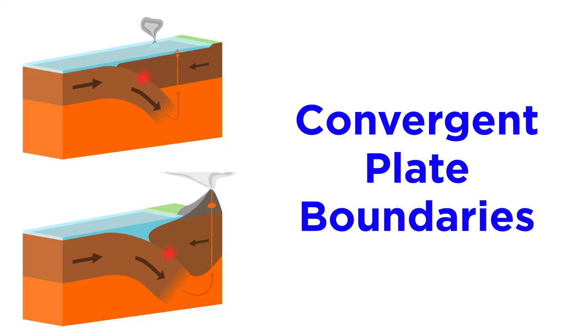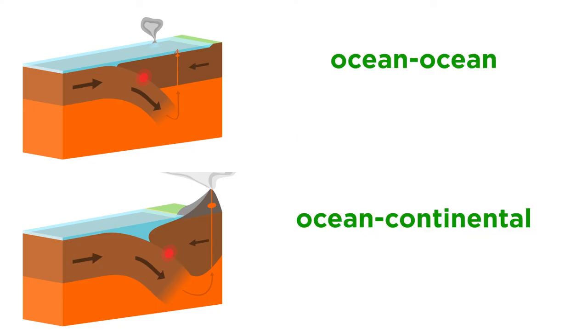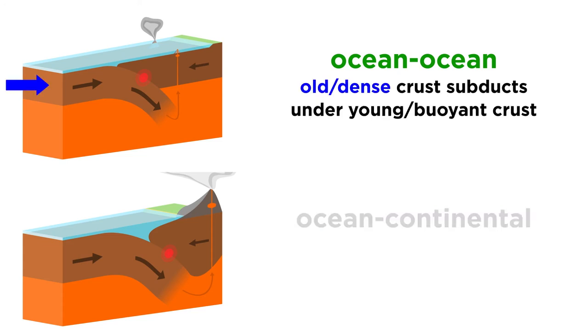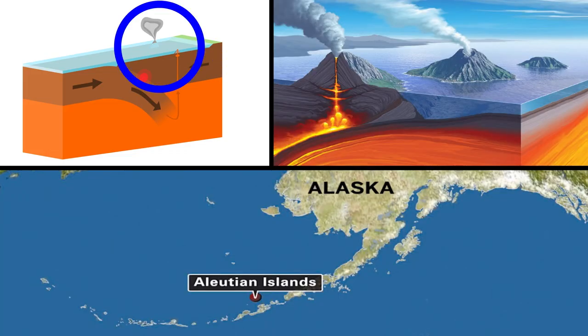Subduction zones are convergent plate boundaries where two tectonic plates are colliding. They come in two types, ocean-ocean or ocean-continental. At an ocean-ocean convergent boundary, old, dense oceanic crust subducts underneath the younger, more buoyant oceanic crust of the overlying tectonic plate. This type of boundary results in the formation of volcanic island arcs, such as the Aleutian Islands.